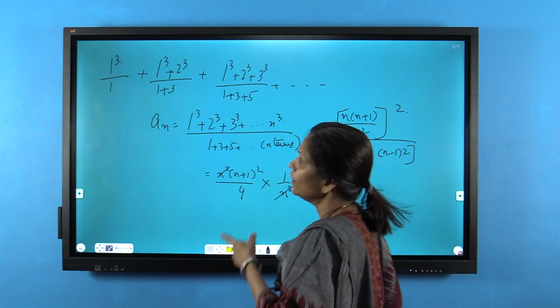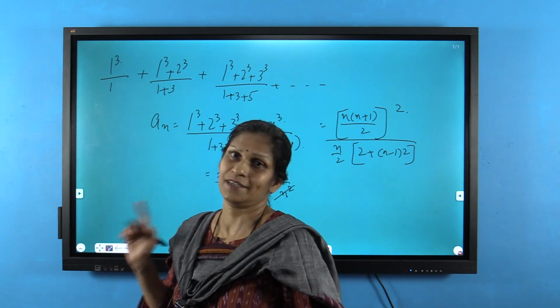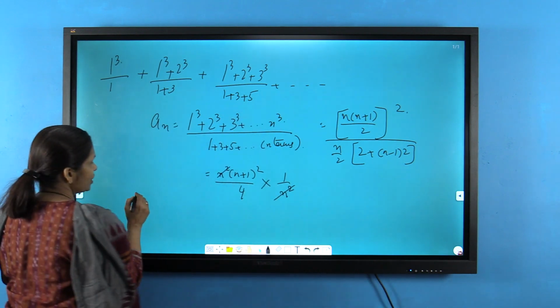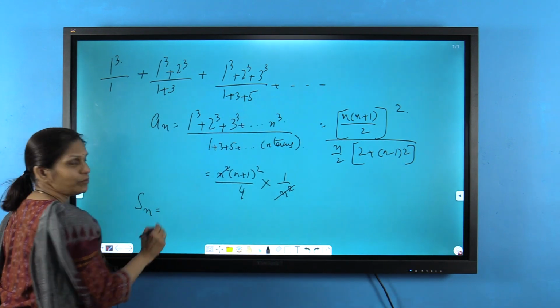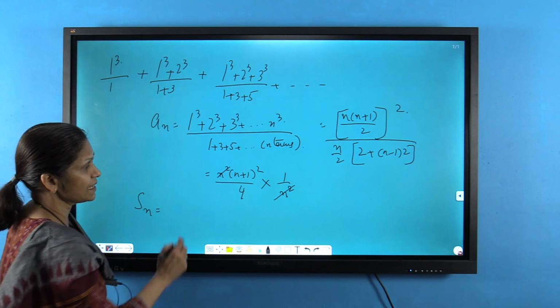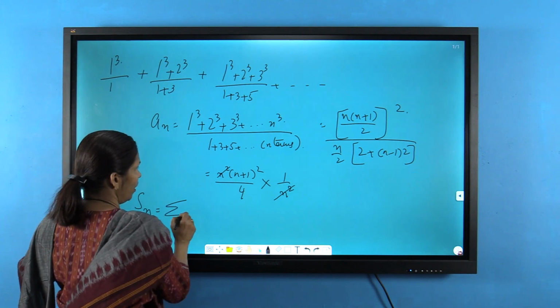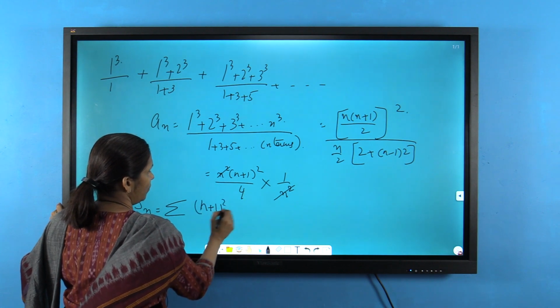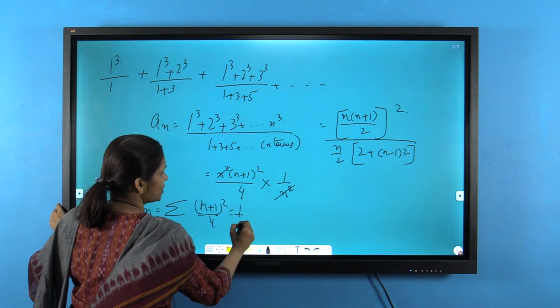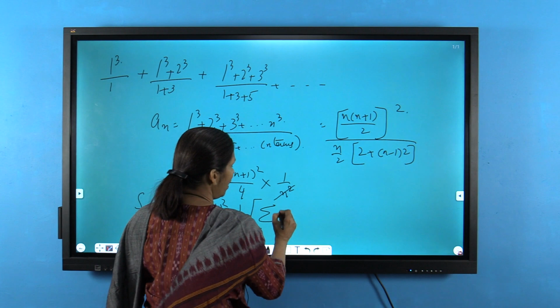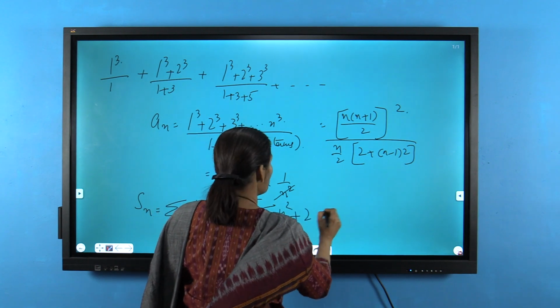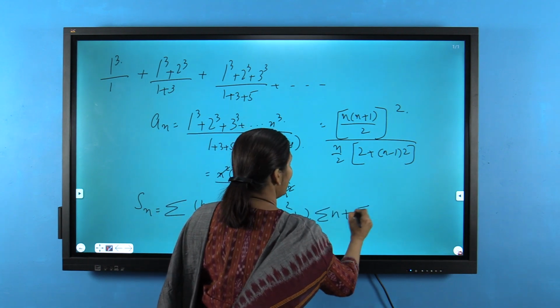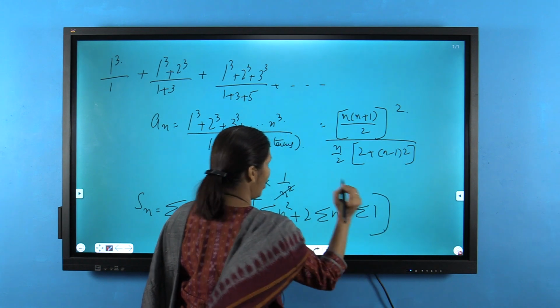This is not all, this is only the nth term. So, the question is to find the sum to n terms, that is the sigma of this. Sigma of n plus 1 the whole squared by 4, 1 by 4 you take out, it is sigma n squared plus 2 into sigma n plus sigma of 1.